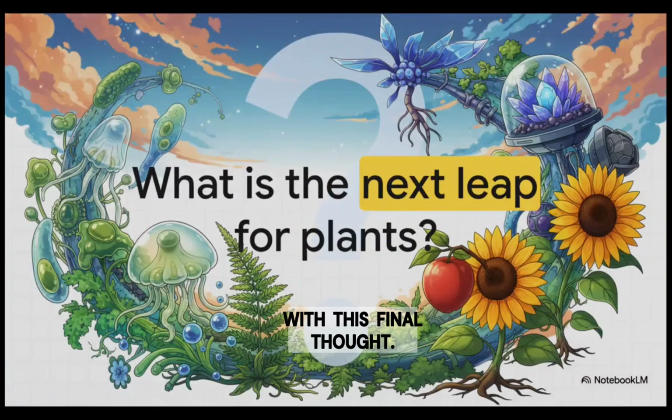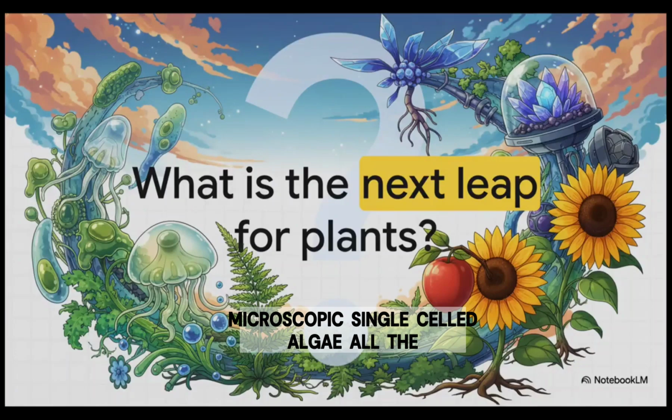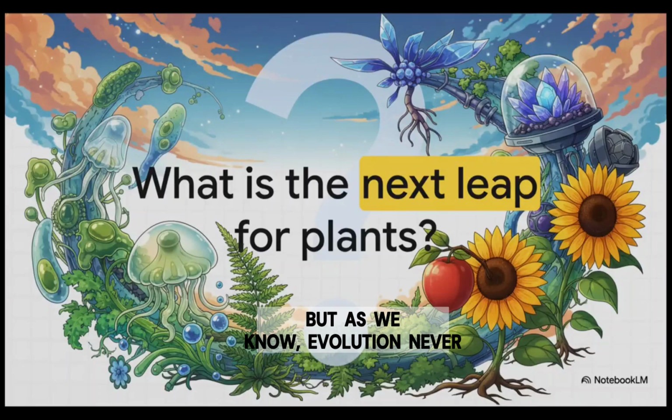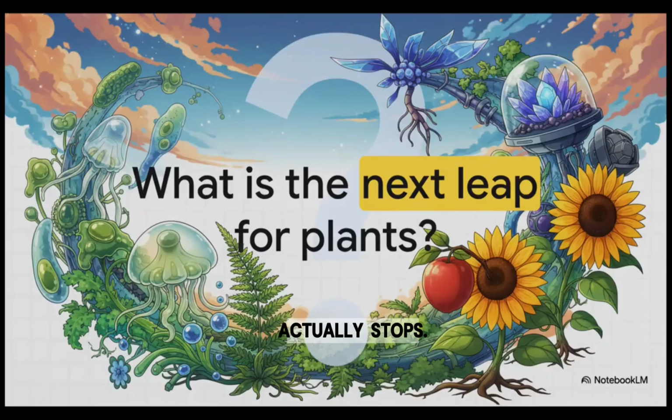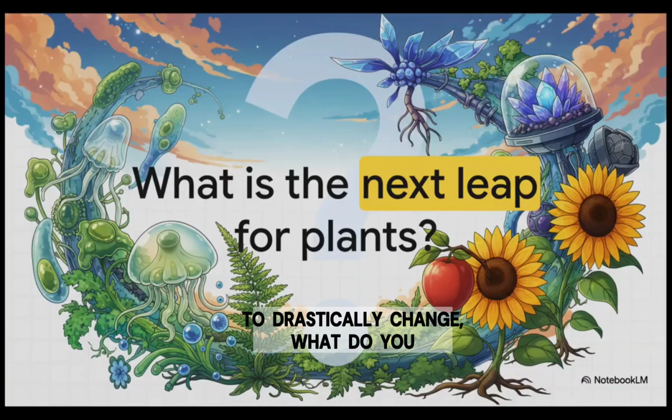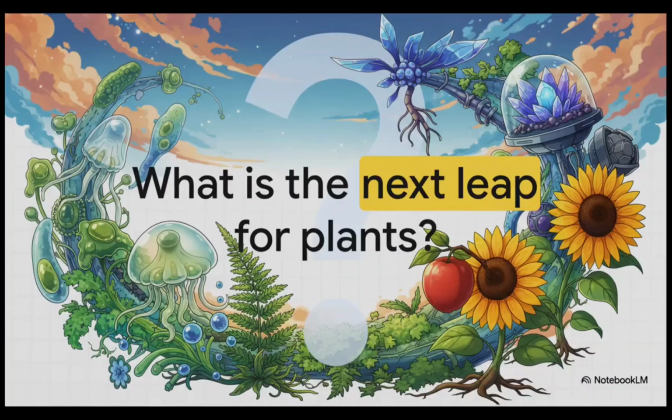Which leaves us with this final thought. We have traced the journey from microscopic, single-celled algae all the way up the ladder to complex fruit-bearing angiosperms. But as we know, evolution never actually stops. So, as our Earth's climate continues to drastically change, what do you think will be the next great evolutionary leap for the plant kingdom? Seriously, think about it.